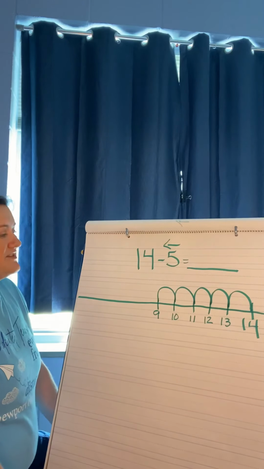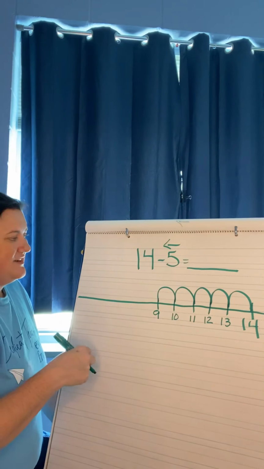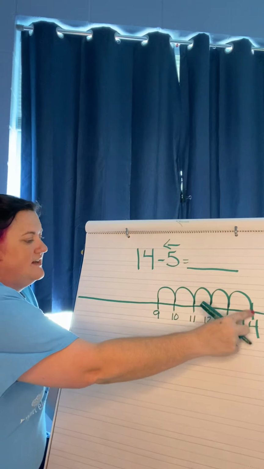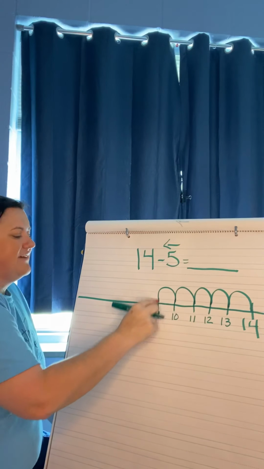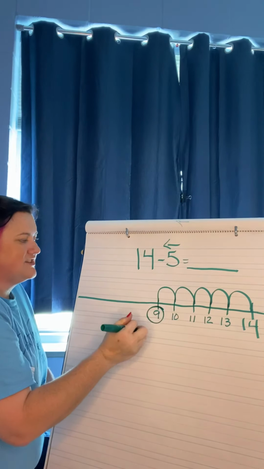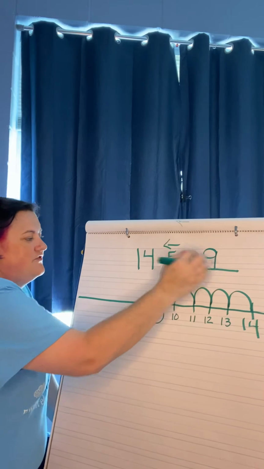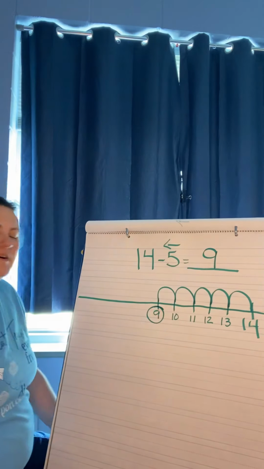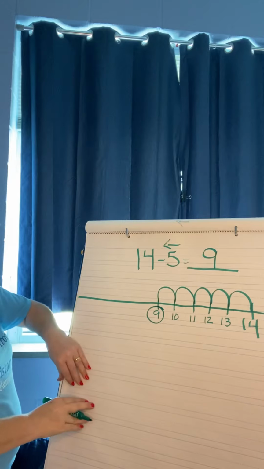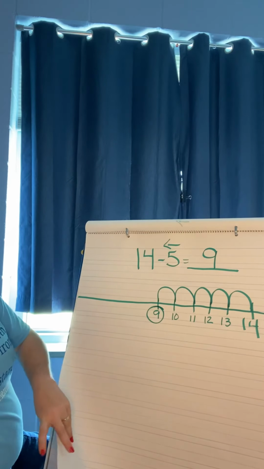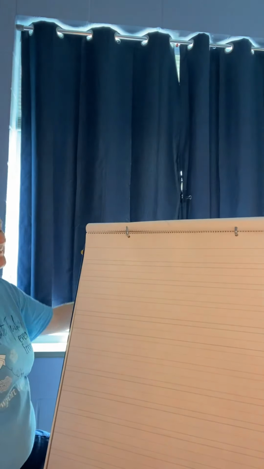Awesome job. So to find out our answer for 14 take away 5, we had 14, we hopped back 5, and that gave us the answer of 9. So 14 take away 5 equals 9. All right, let's do one more example.